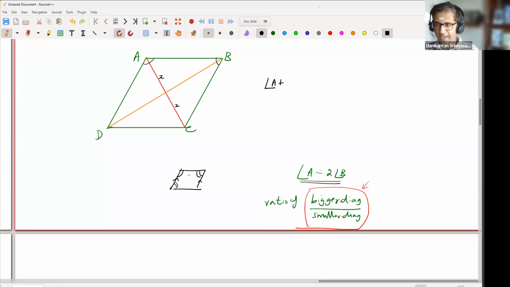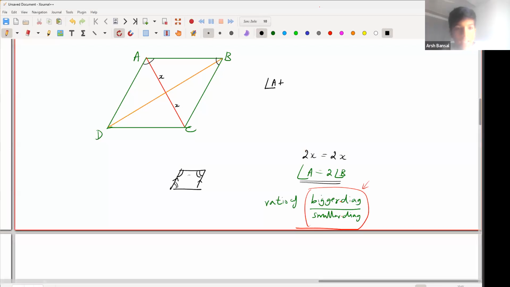And one is given to be twice the other. So let's say B is x, then A is 2x. In a rhombus, AD is parallel to BC and AB is parallel to DC. It's true even in a parallelogram, but yes, a rhombus is a parallelogram.